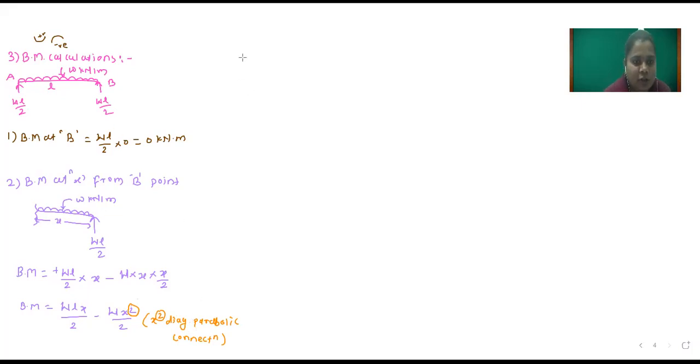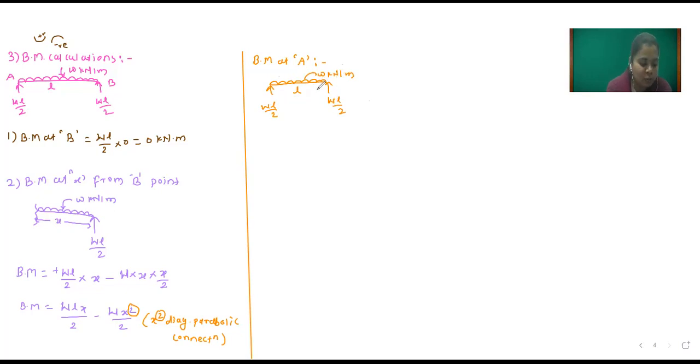Okay, after that next we will find out bending moment at A point. Bending moment at A. For this, we have to consider the whole beam. So this is WL by 2 and this is WL by 2. And here the uniformly distributed load W kilonewton per meter is applied, and this span is L meter. So this WL by 2 creates sagging moment.